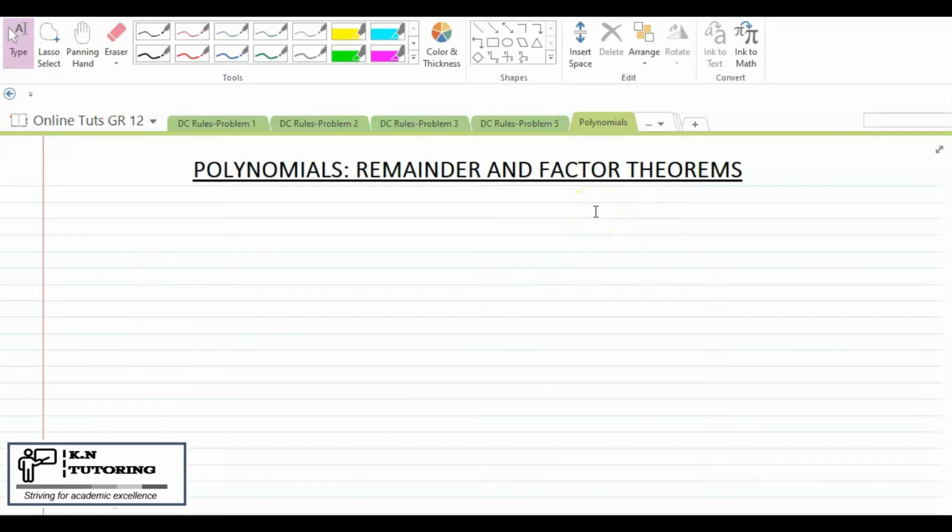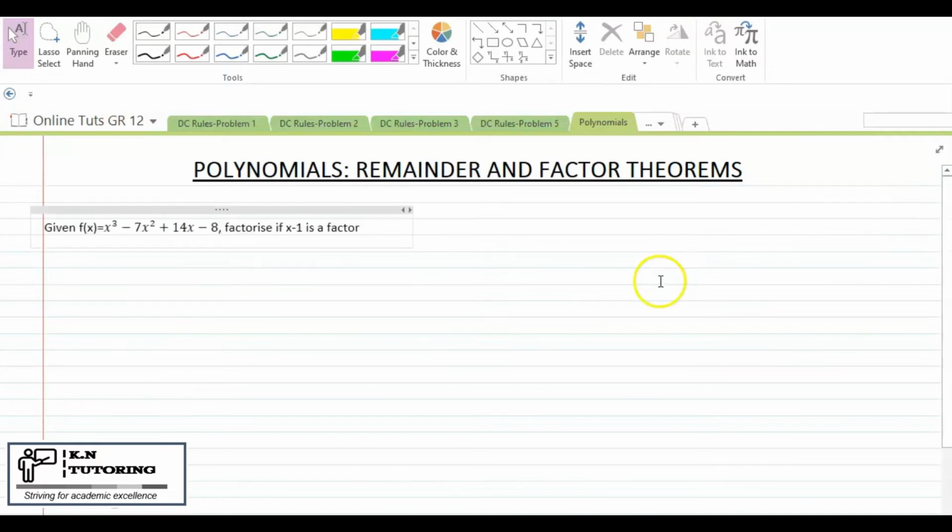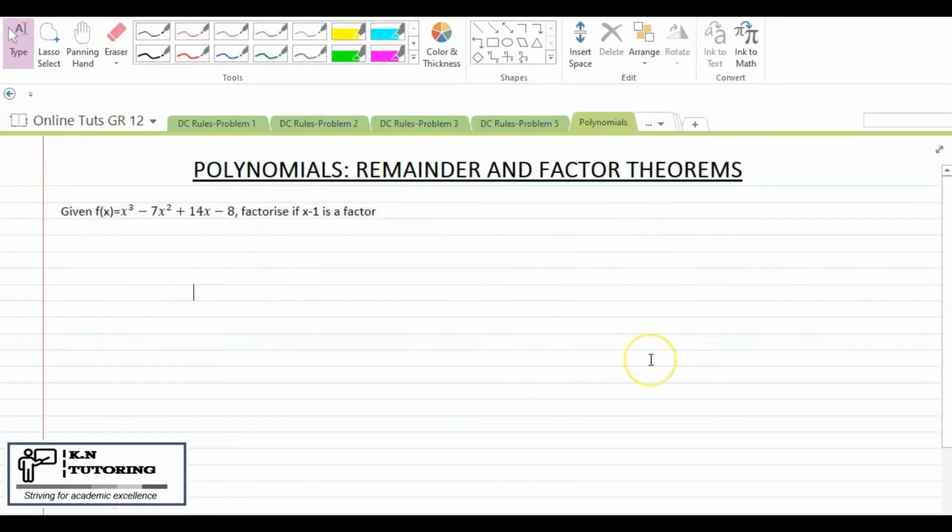Now we're going to look at an example, and I will only do one example using 3 different methods. The example is as follows. We are given x³ - 7x² + 14x - 8. This is a cubic function, and we are asked to factorize if x minus 1 is a factor.